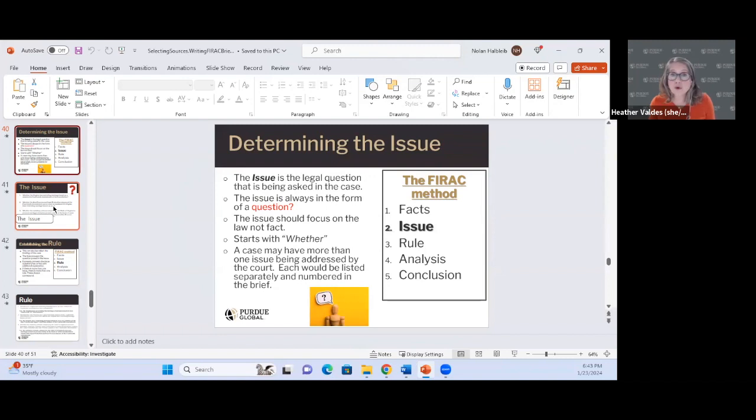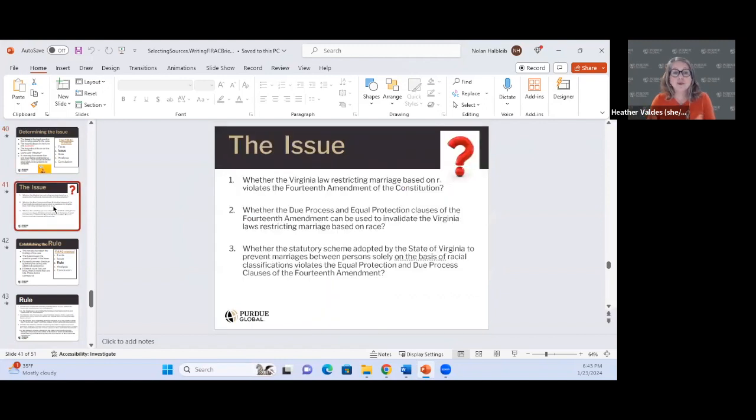Sometimes cases will have more than one issue addressed. In that case, you would separate each issue individually. Perhaps they deal with a substantive issue, an issue about the application of law, and perhaps they also have a procedural appeal pending, maybe having to do with the entry of evidence. Okay, we can go to the next slide. So here are 3 examples of an issue for our Loving v. Virginia case. Now you'll notice our third issue is quite comprehensive.